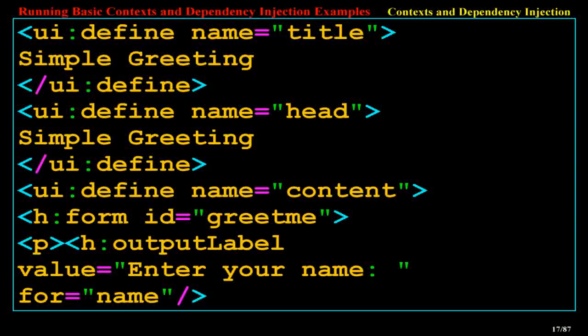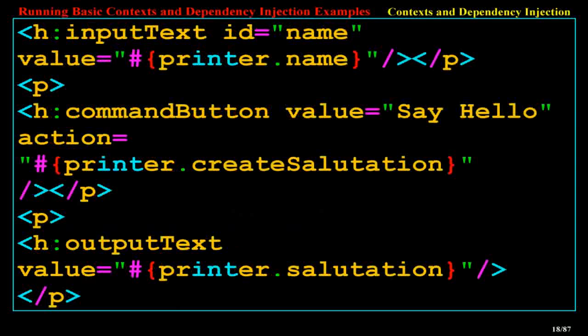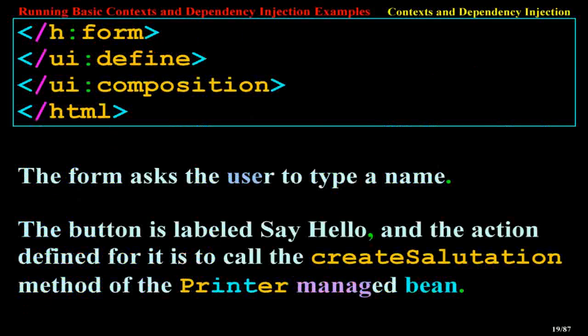h:form id greet. p, h:outputLabel value enter your name, for name. h:inputText id name value printer.name. p, h:commandButton value say hello, action printer.createSalutation. p, h:outputText value printer.salutation. p, h:form, ui:define, ui:composition, html. The form asks the user to type a name.